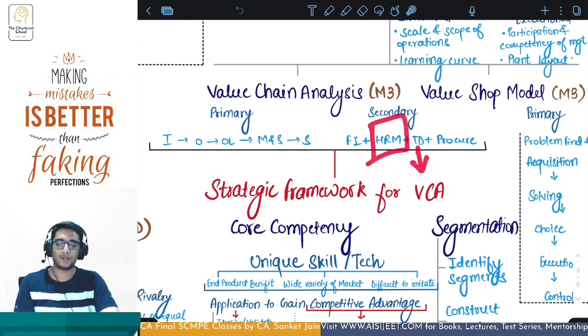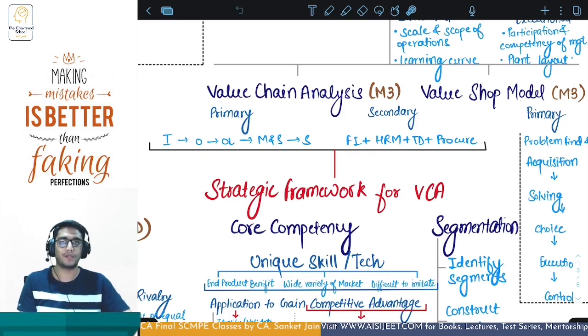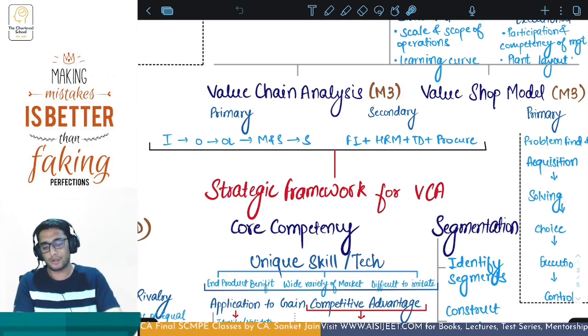And the last one is technological development. Of course, technology has to be a key role player in any organization, because technology keeps changing, and using technology you can do a lot of things which you might not even have thought about. It may make your process very simple or easy. It may reduce your cost. It may provide you with a differentiation advantage. So technological development is another support activity.